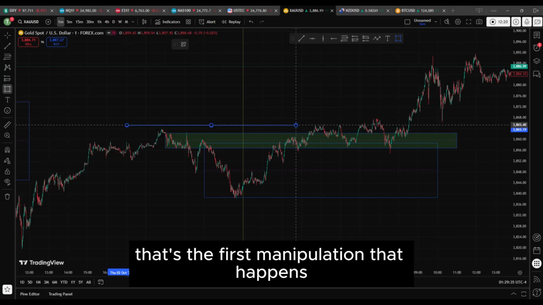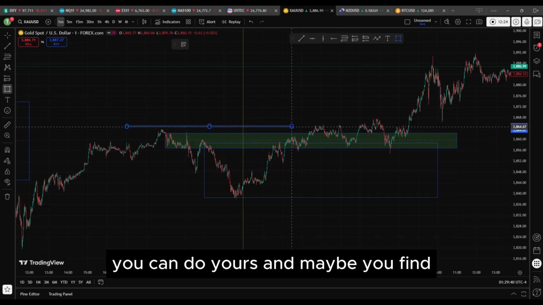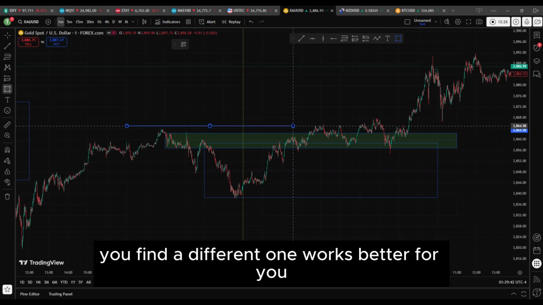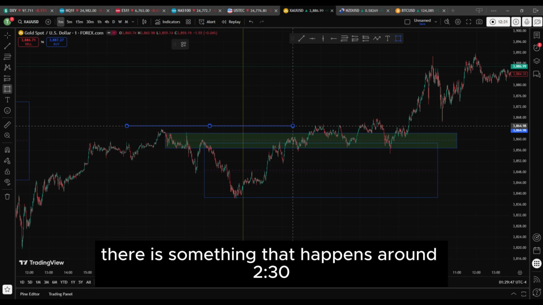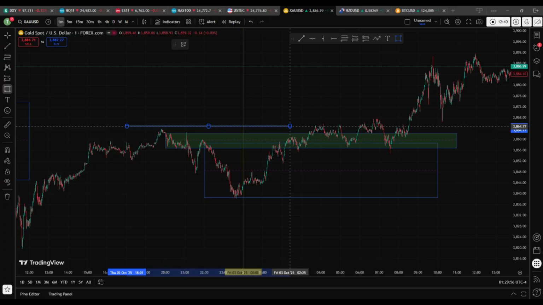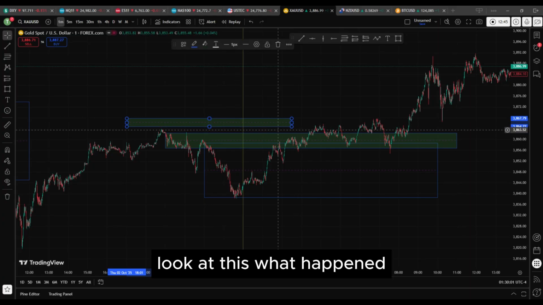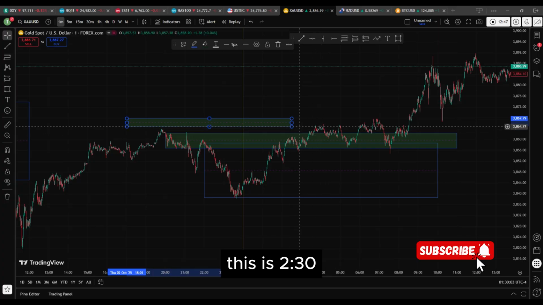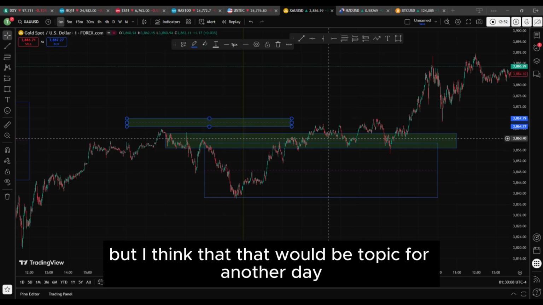The first manipulation that happens around the charts is from my own back testing. You can do yours and maybe you find a different one works better for you. But the first manipulation in the market, there is something that happens around 2:30 Eastern time, New York time. Look at what happened at this 2:30. There is something that happened around 2:30, but I think that will be the topic for that day.